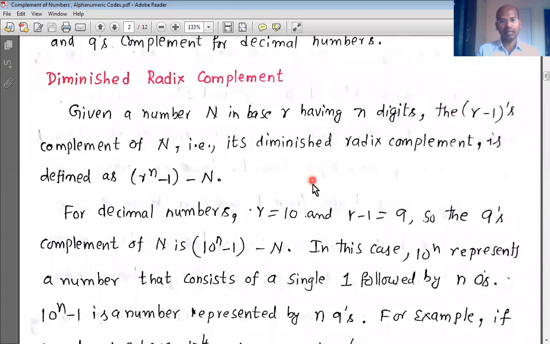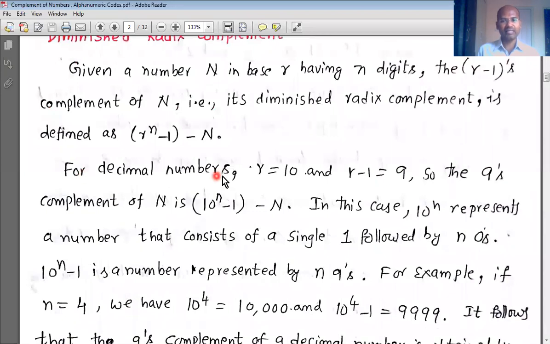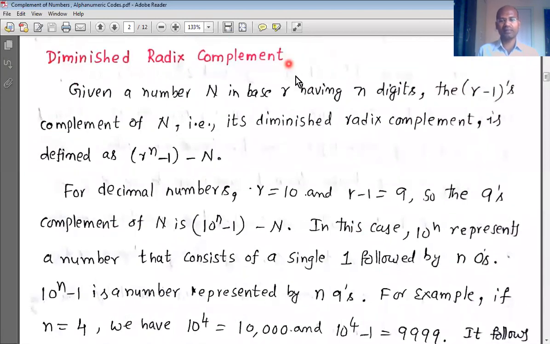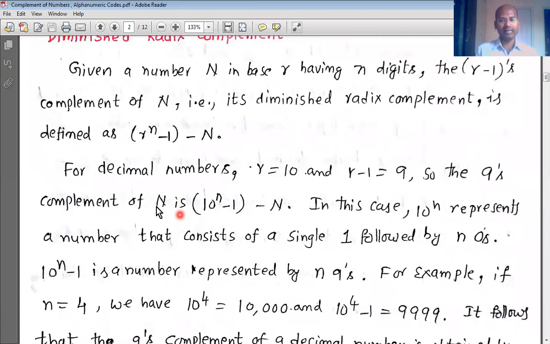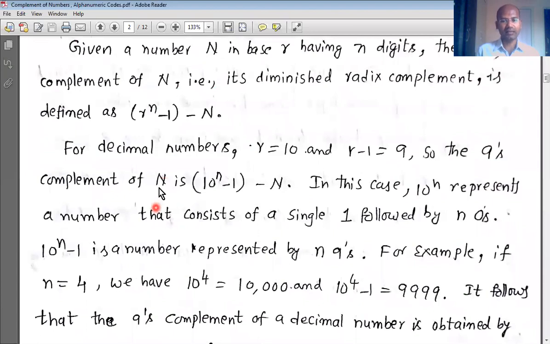Now let's see, for the decimal system, what is the base? R equals 10. And what is R minus 1? 9. So 9's complement is the diminished radix complement for the decimal system. How do you find the 9's complement of a given number n? You subtract that number from 9.